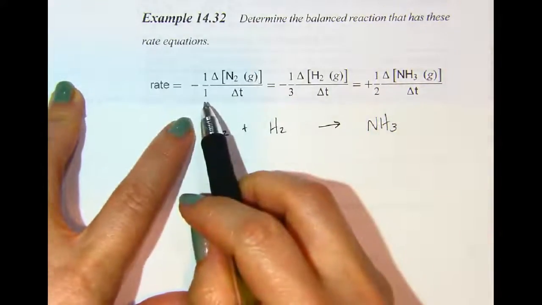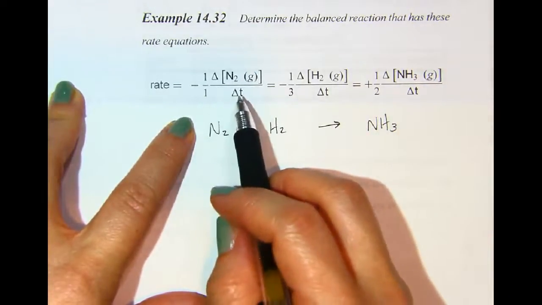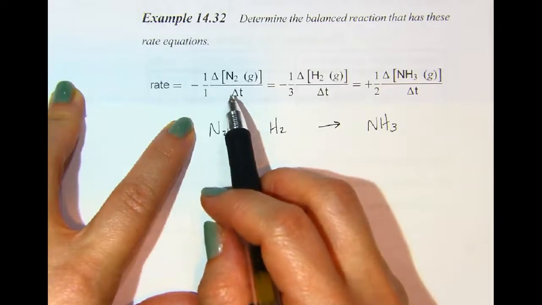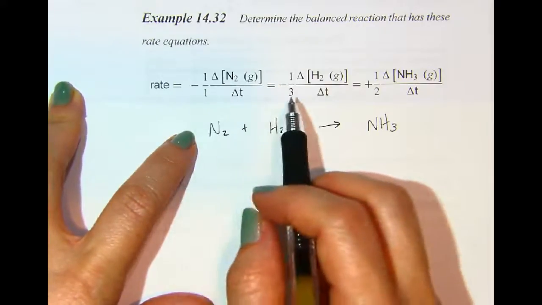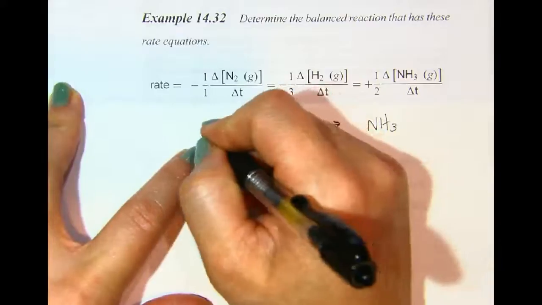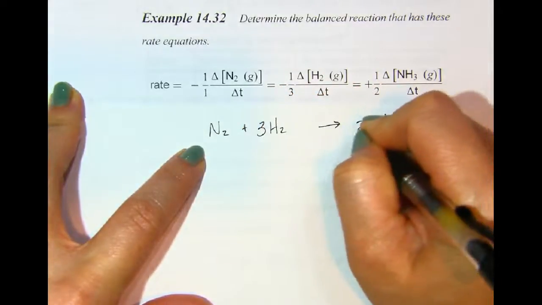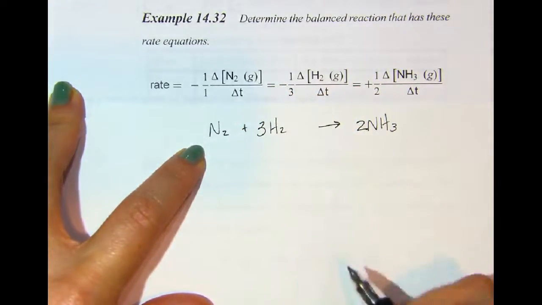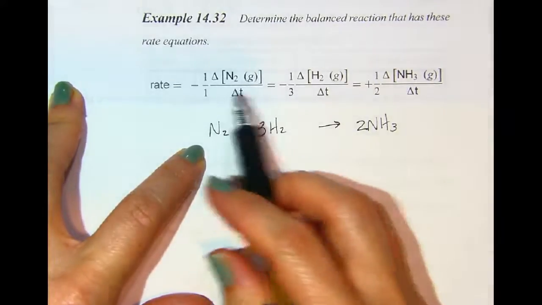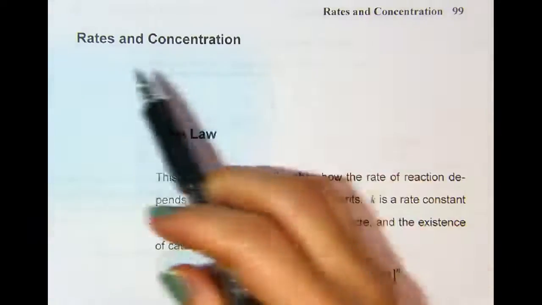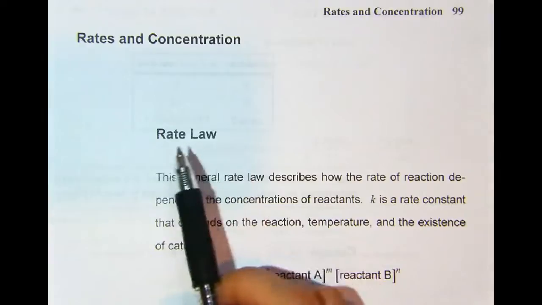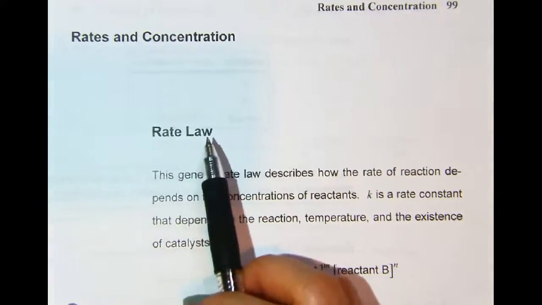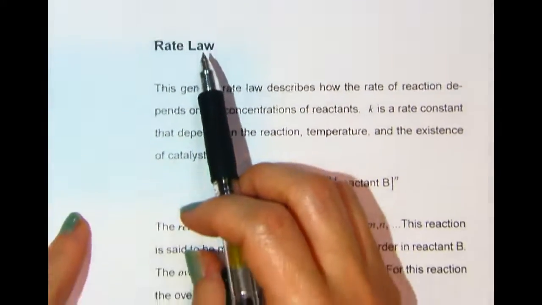And then this value in the denominator next to change in time is going to tell me the stoichiometry. So it's a 1:3:2 ratio. And so this would be the balanced equation that has this rate. Now let's look at rates and concentration. Rates are represented by what's called a rate law.